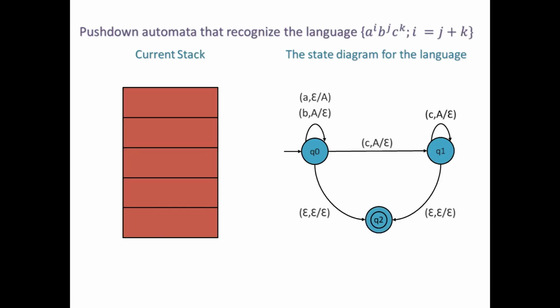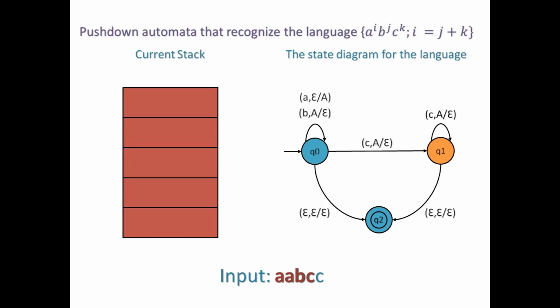Let us now test the language with the input AABCC. The first two input string A will push two A's into the stack. Reading the input string B and C will pop the two A's out of the stack. The current state will also transit to Q1.